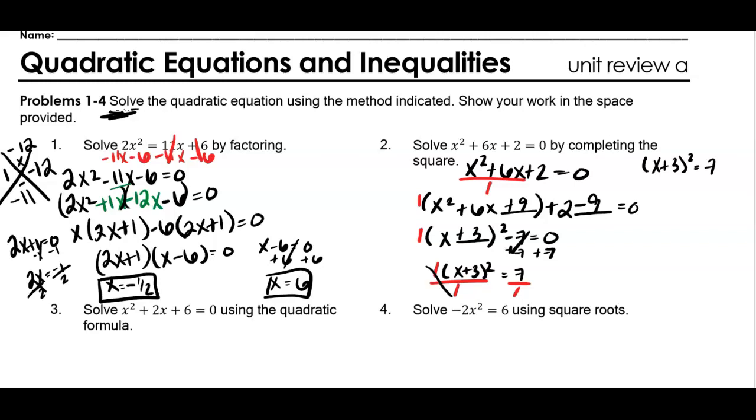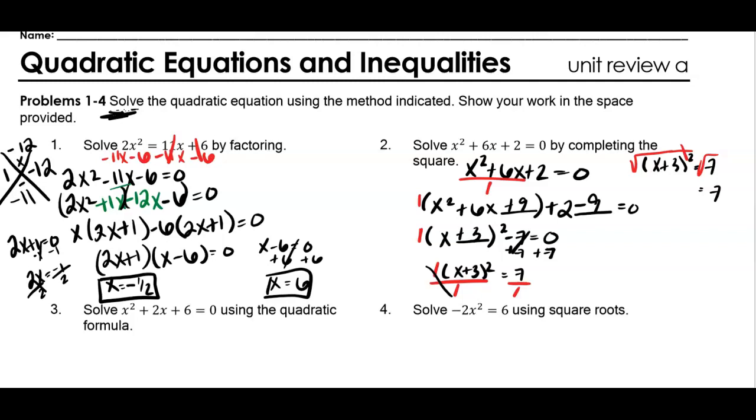Once you've divided, I can square root both sides. Squares and square roots cancel out. So that leaves me with x plus 3 equals the square root of 7. I actually don't need those parentheses anymore.